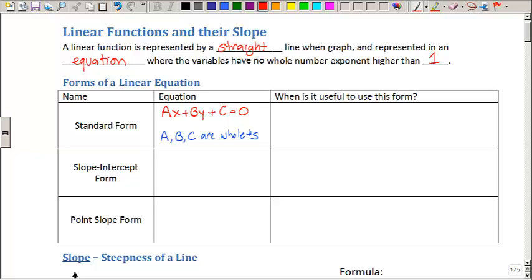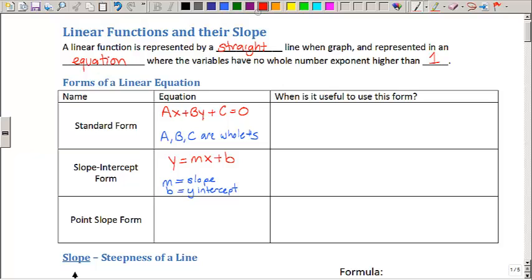The slope-intercept form is y equals mx plus b. Now we have different constants b and m here, which means something. We'll talk about that. But notice that our variables x and y don't have any exponents higher than 1. And in slope-intercept form, the m represents slope, and the b represents the y-intercept.